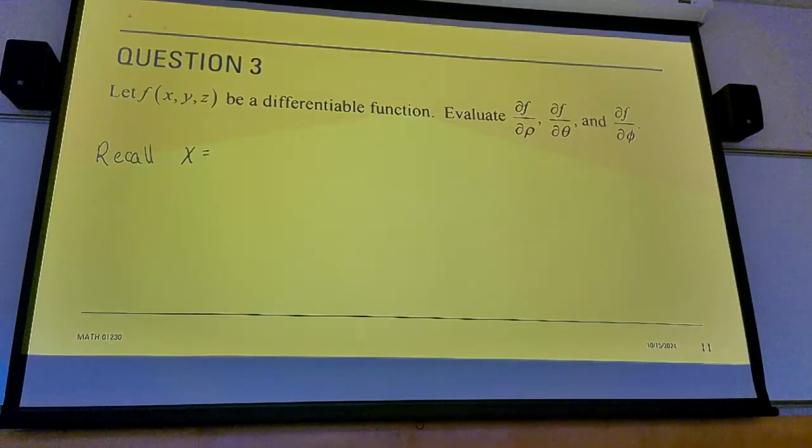I forget what the symbol that looks like a P is called, so I'm just going to call it P. Rho times cosine theta times sine phi. What's y? Rho sine theta sine phi. What's z? Rho cosine phi.